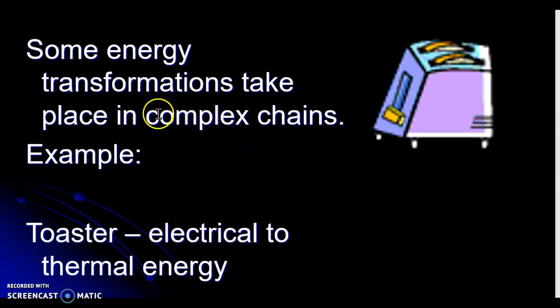Some energy transformations take place in complex chains. For example, this toaster in here. When you plug in this toaster, electrical energy will flow to this toaster, and then you can see that light will appear inside here, and from that light, you can see the heat is being released. So that's the thermal energy now that can toast the bread in the toaster.